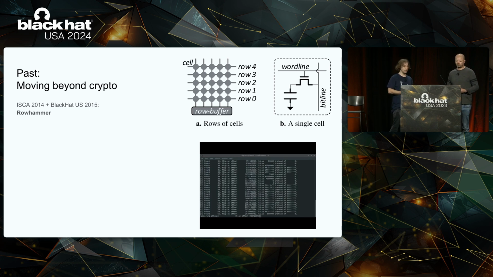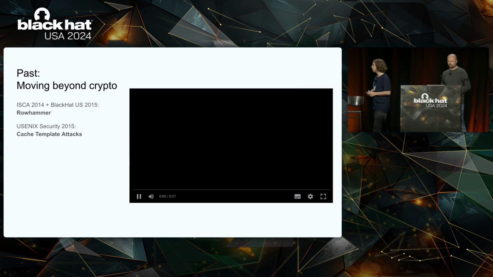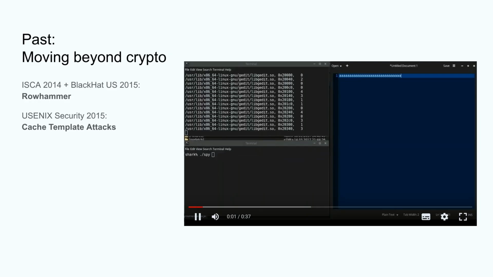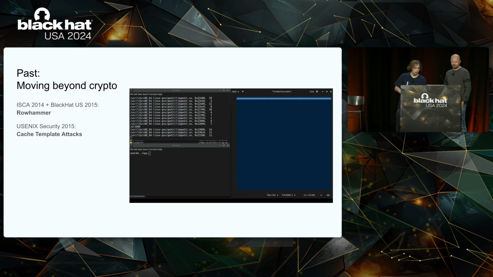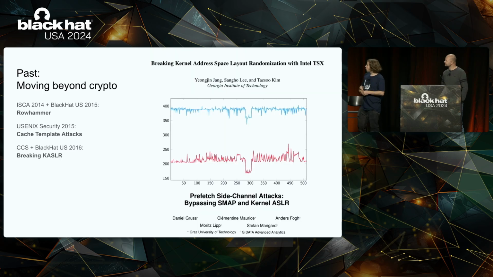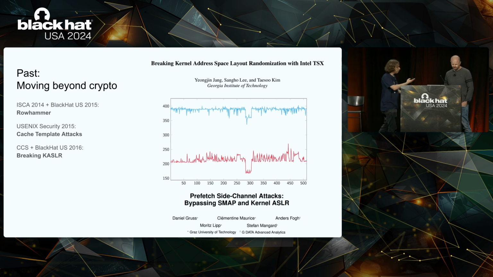We also had cache template attacks back then. Also here, the idea is to move from cryptographic targets to general purpose computations, maybe keystroke input to a program. Around this time we also had our first Black Hat talk on prefetch side channel attacks. With that, we broke KASLR. Maybe that's also not super critical, and we discuss KASLR all the time.